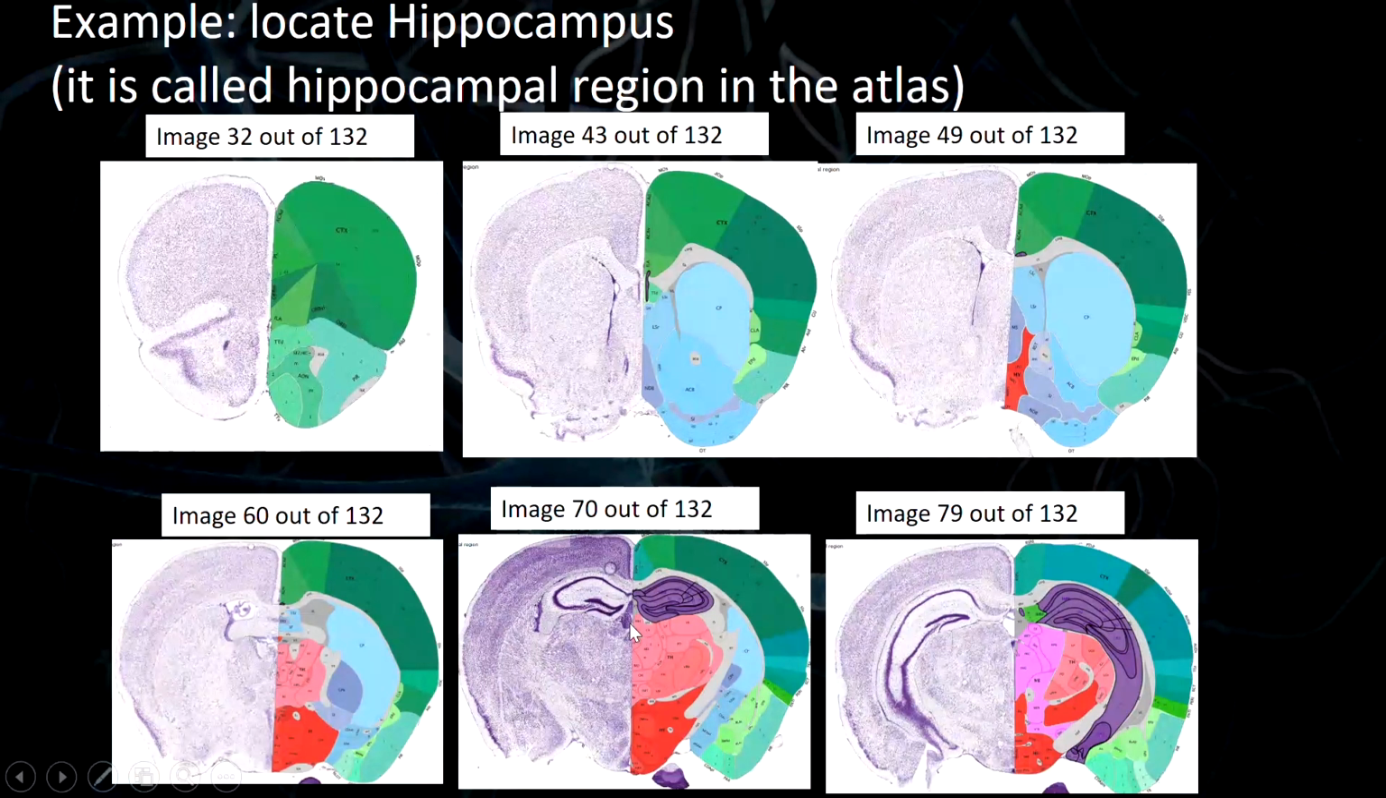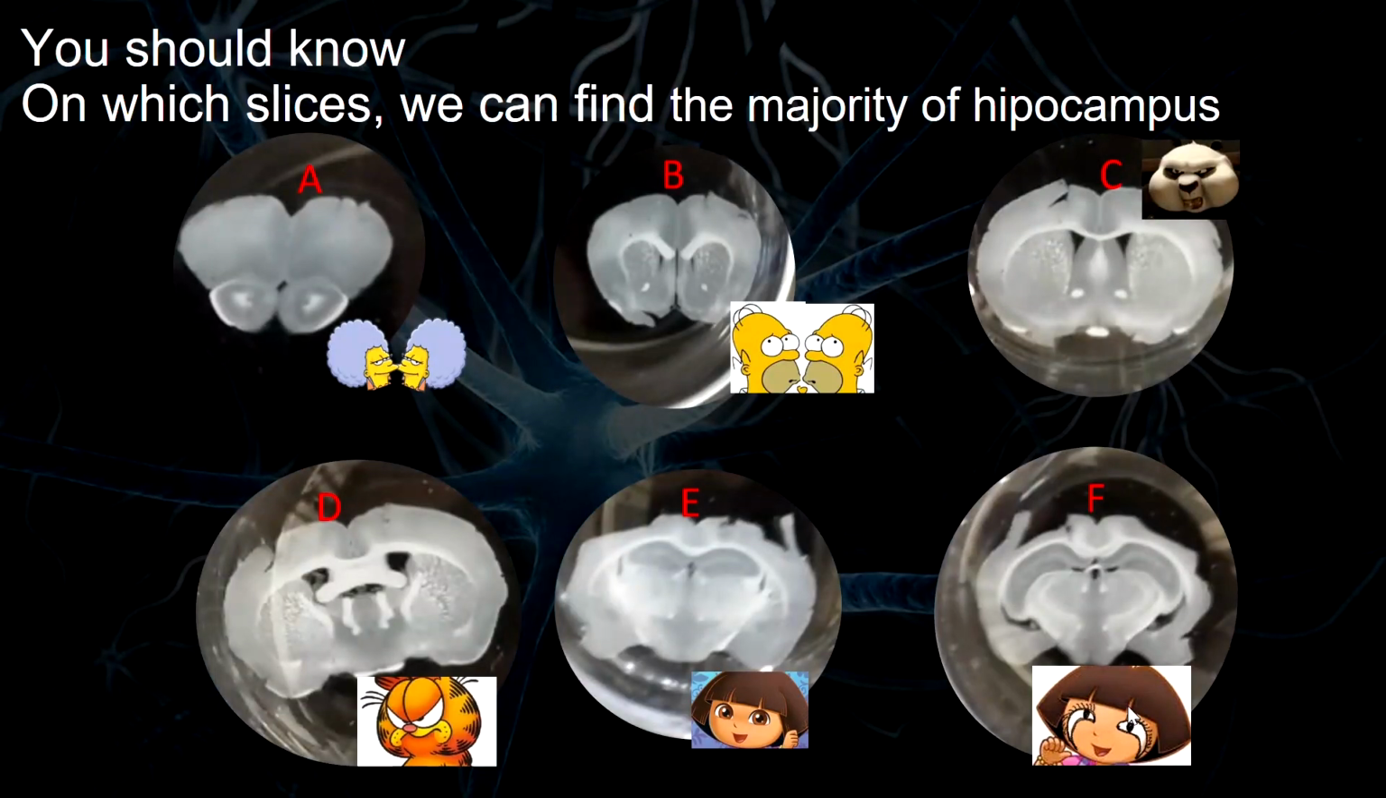So the eye of that Dora, hippocampus. And then if you go more posterior, Dora's eye becomes crazy, and that's the whole hippocampus. Okay, so now it's easy to find the hippocampus here, right? So on number E, just there, Dora's eye, that's the hippocampus, and the Dora's crazy eye, hippocampus.